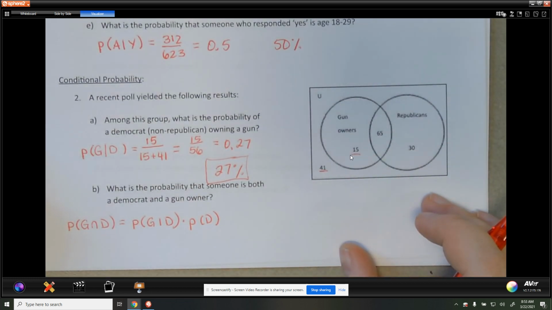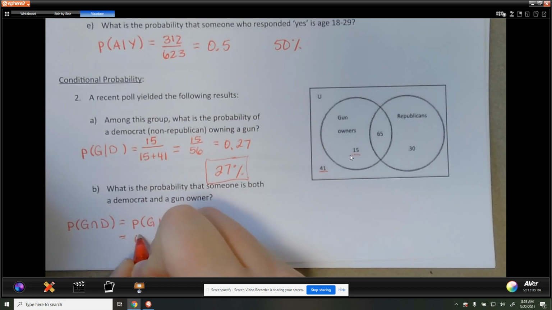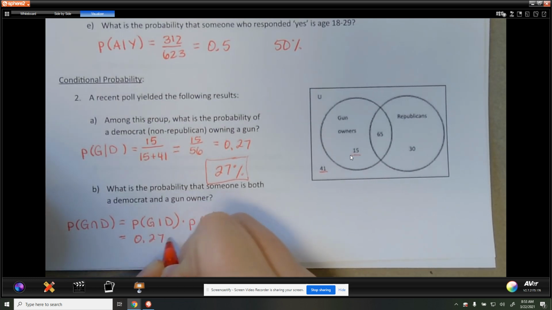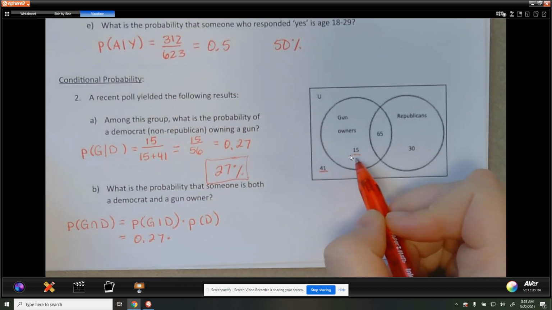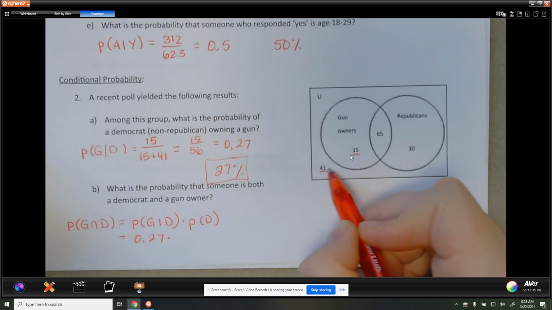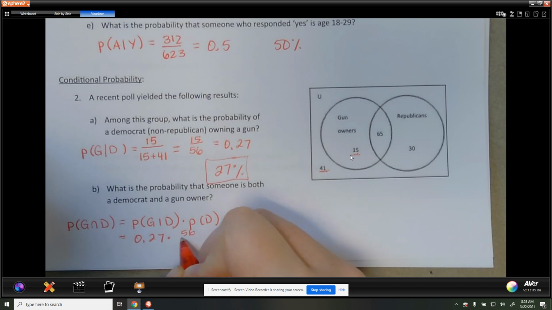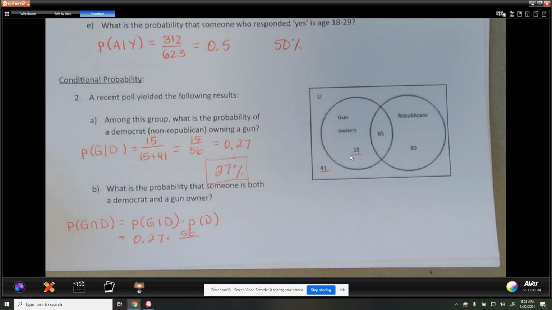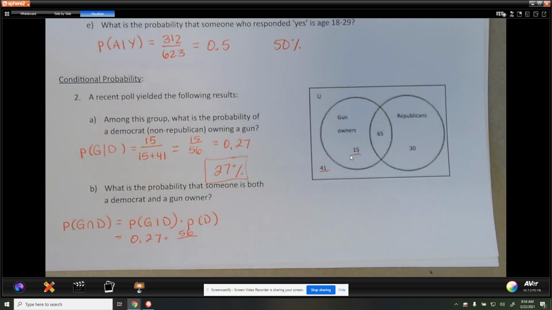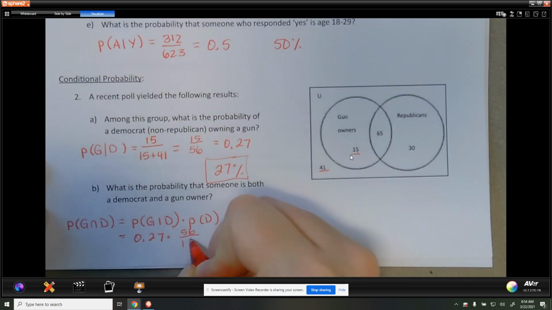Okay, which I haven't calculated that explicitly yet. So let's just do this. This is 0.27 times, let's do that. So these are the people that are Democrats, not Republicans. So that's, what do we have? 56 out of our total. 56 plus 65 plus 30 is our total sample size, 151.